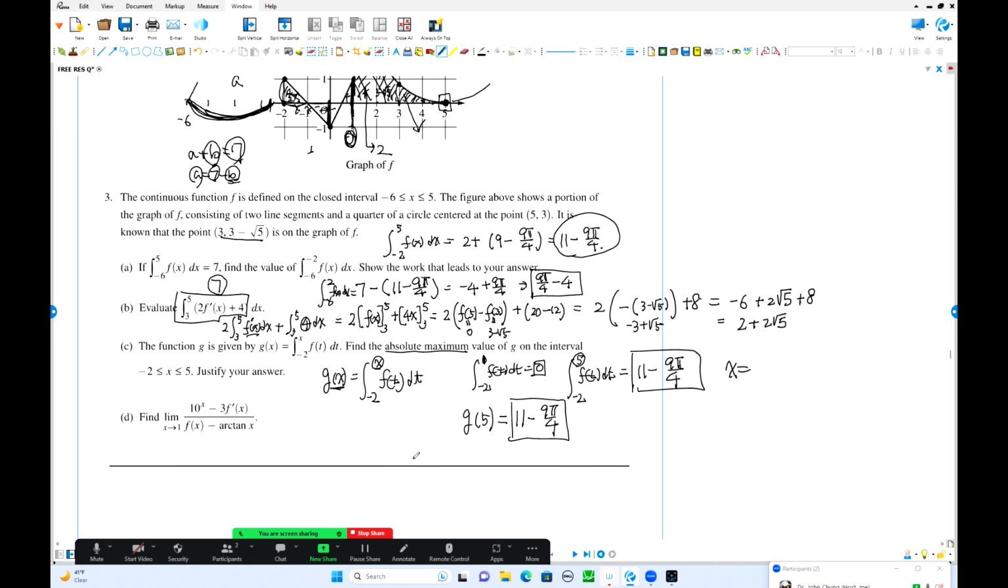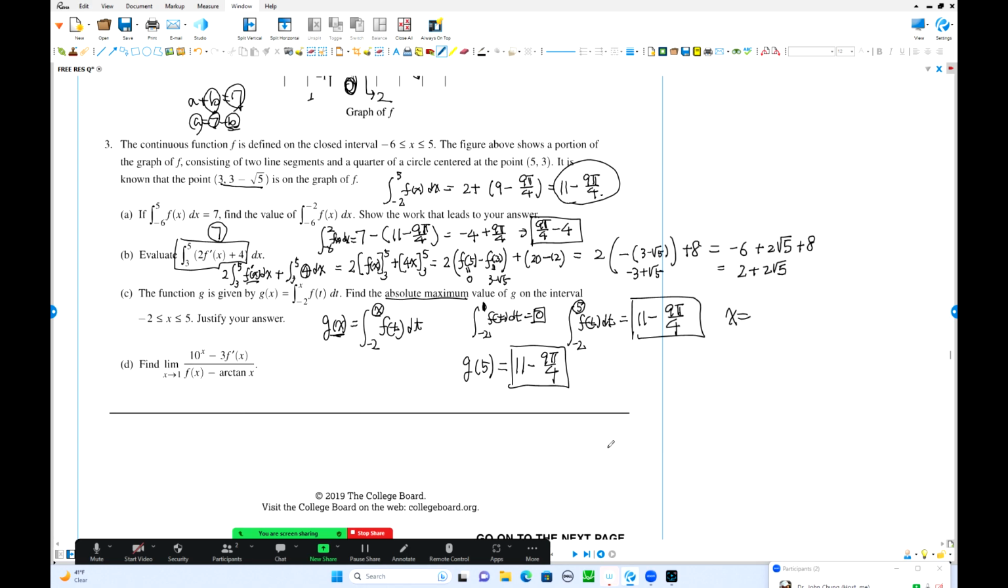All right, number D. Find this limit value when x approaches 1, 10 minus 3 times f prime of x over f of x minus arctangent x. First, we can put this number 1 there. Always check 0 over 0. If the denominator is not 0, you can put in the number. If the denominator is 0, a little different. If 0 over 0, there is a limit, but we have to use L'Hopital's rule. If this is a nonzero constant over 0, that is undefined, you have to check the right and left one-side limits, okay?